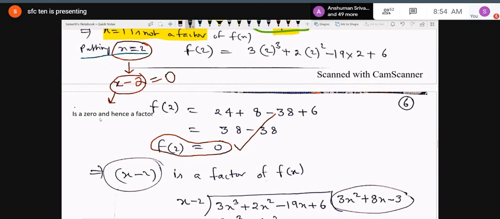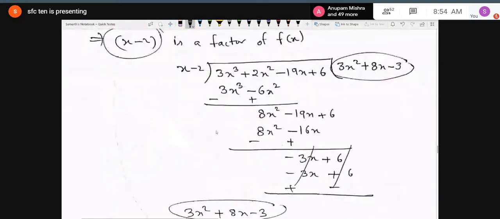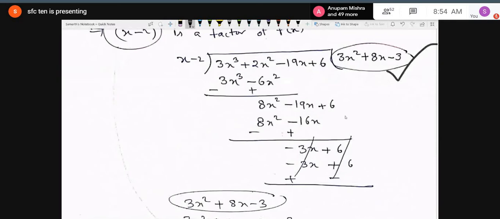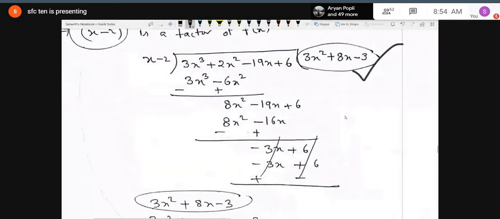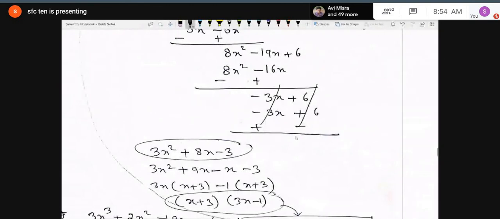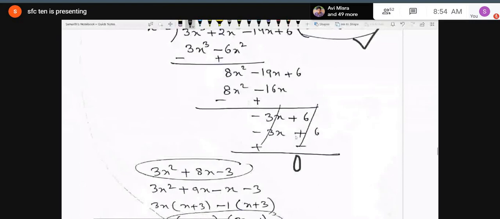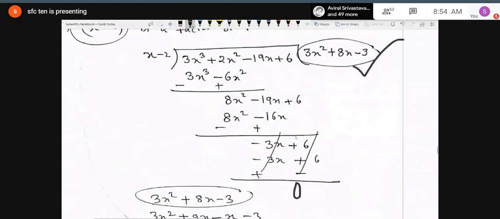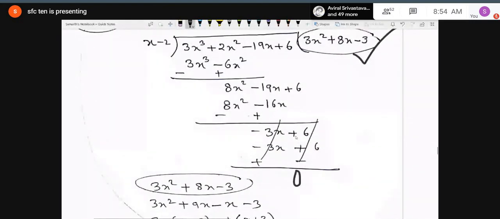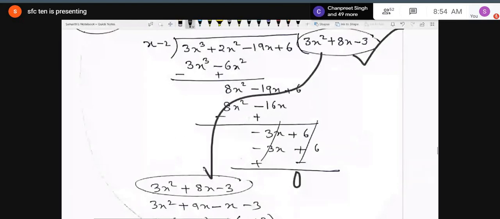When I divide in the normal manner, I get the quotient 3x square plus 8x minus 3. Now, if you see carefully, I have factorized this quotient separately. 3x square plus 8x minus 3 is a simple quadratic polynomial and you can factorize it very easily. I got the factors as x plus 3 into 3x minus 1.